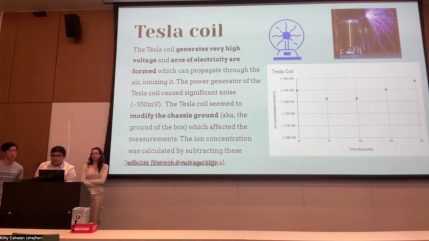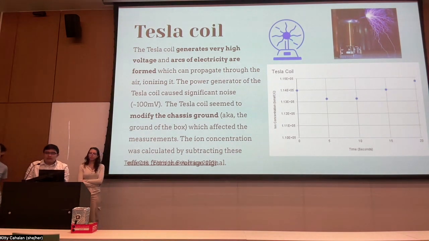So the Tesla coil generates very high voltage and arcs of electricity are formed, which can propagate through the ionizing air. The power generator of the Tesla coil causes significant noise, around 100 millivolts. And the Tesla coil is going to modify the chassis on the ground, aka the ground of the box, which affected the measurements. The ion concentration was calculated by subtracting these.